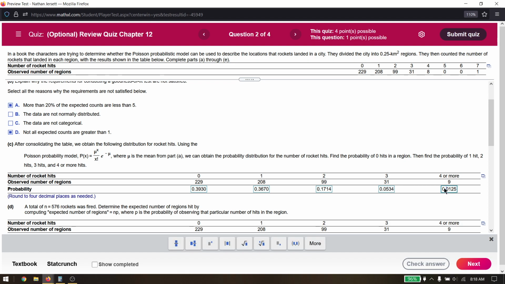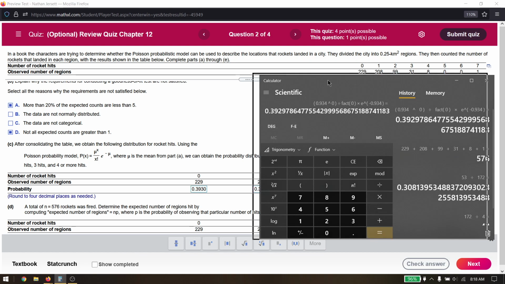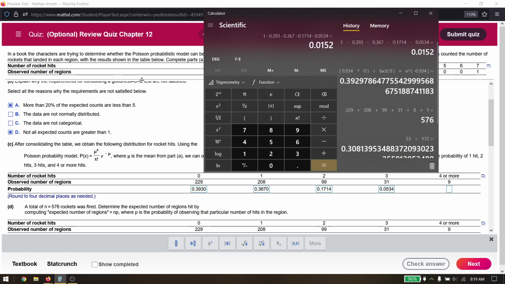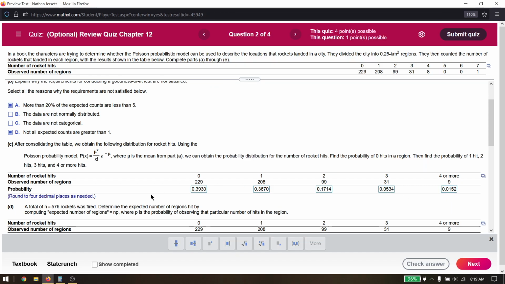Hang on. No, that can't be right. This has to be the remaining proportion or probability out of 1, right? Because probability always has to equal 1. So what we want to do here, because this is 4 or more, I just thought about this. You don't want to plug 4 into here because it's 4 and 5 and 6 and 7. You could do 4 and 7, calculate both of those and just add them together, but you don't need to. This is the last one, and we know all the other probabilities. So all we really need to do is just do 1 minus 0.3930 minus 0.3670, 1714, and 534. Because again, probabilities always equal 1. So with the last one, we can just use process of elimination. So 0.0152. If you add those all up, they should equal 1.